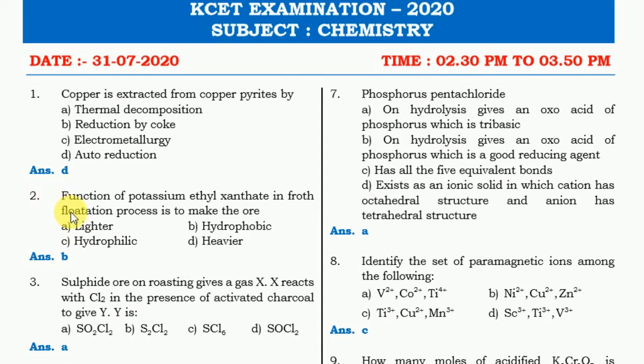Okay, first question: copper is extracted from copper pyrite by auto reduction. Option D is correct one. Next question: look for a keyword. Okay, potassium ethyl. For this question the correct answer is option B.